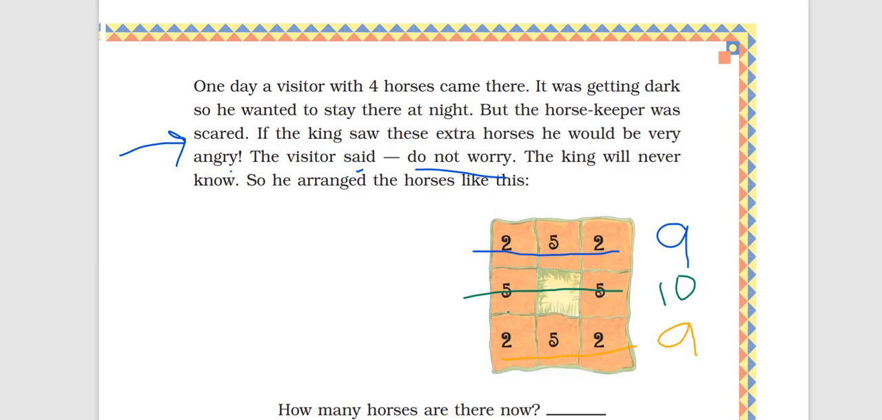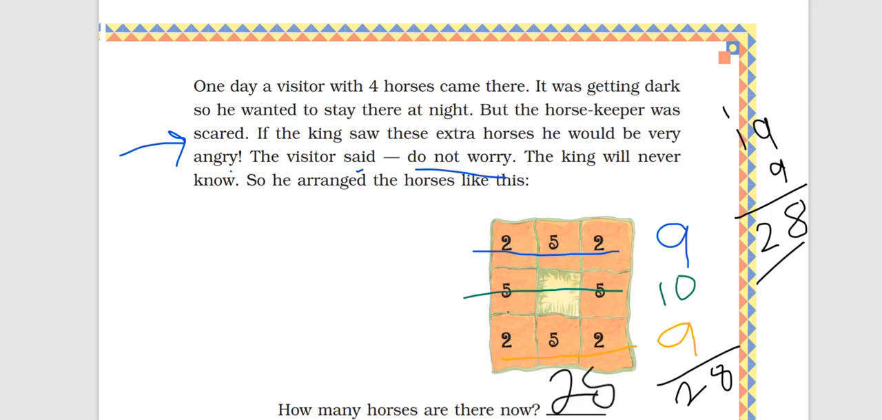So, okay, let's count this all up here. How much would we get? 9 plus 10 is 19. And 19 plus 9 is 28. Let's see. 9 plus 9 is 18. So we put the 8 in the ones place and carry the 1 into the tens place. 1 plus 1 is 2. You get 28. So in all, how many horses are there now?